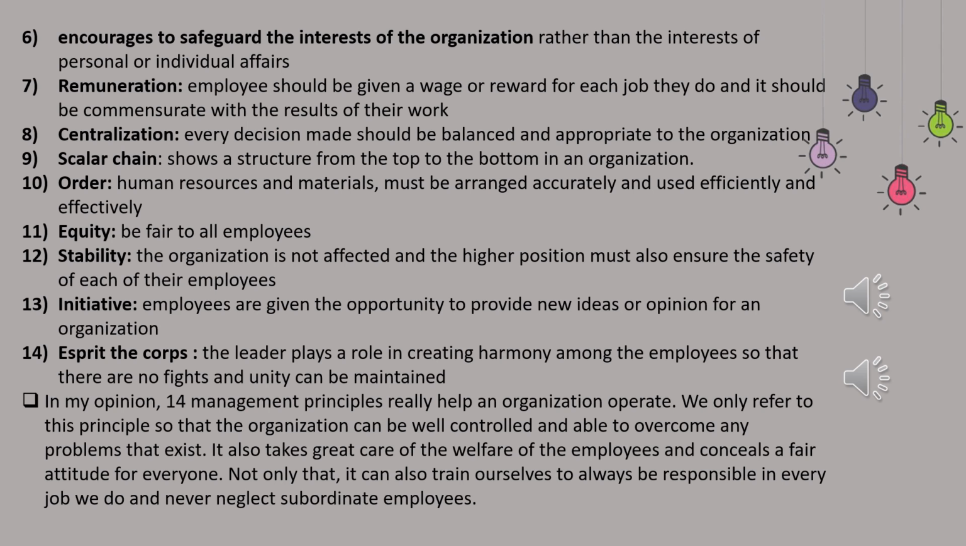Then, they share and ask the opinion of subordinates on the decision that has been made. The next principle is scalar chain. It will show a structure from the top to the bottom in an organization. Each of them has different roles and responsibilities according to their position.